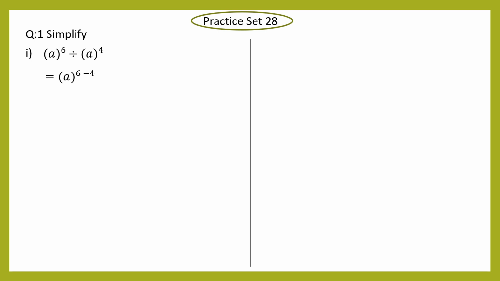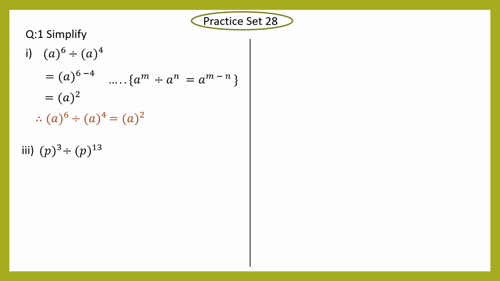So the powers will be subtracted. So we can write the next step, that is a raised to 6 minus 4. A raised to m divided by a raised to n is equals to a raised to m minus n can be written as a reason. Now dear children, tell me 6 minus 4 is 2. So we get the answer a square. We can write the final answer as, therefore a raised to 6 divided by a raised to 4 is equals to a square. Please see that you write final answer in all the sums.